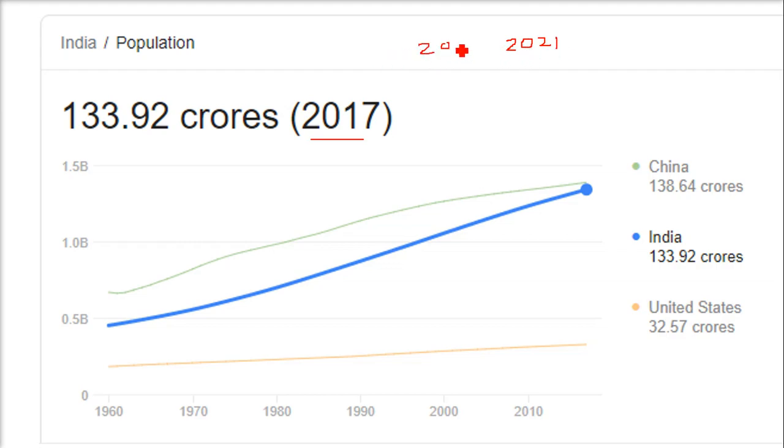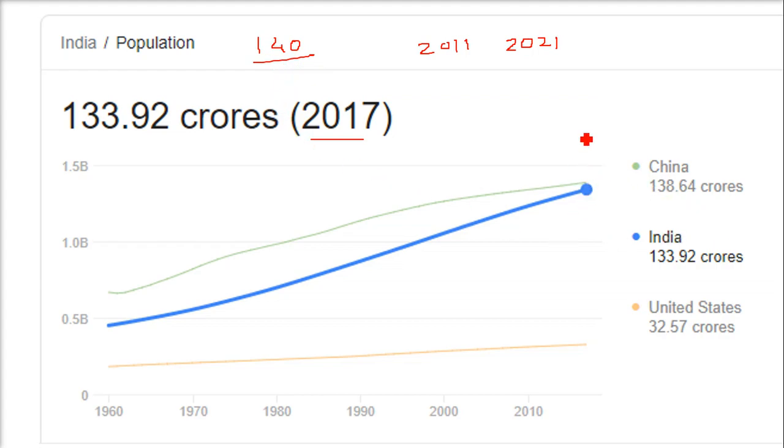The last one happened in 2011. So what is the population we have? That is the count of the people in our country. And this is 133.92. So around 140 crores we are.